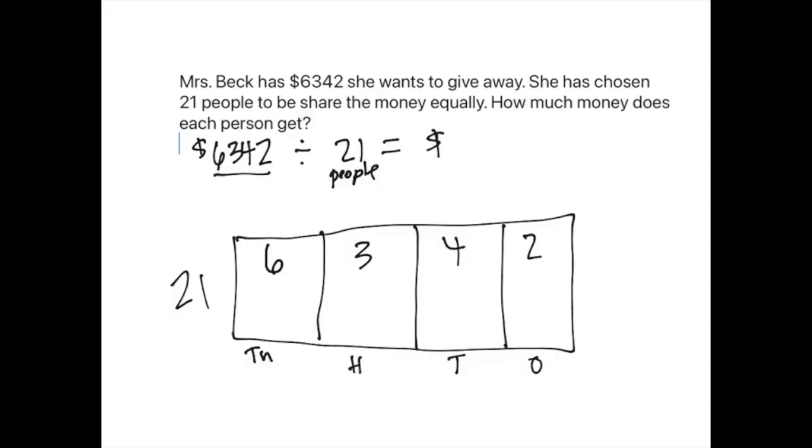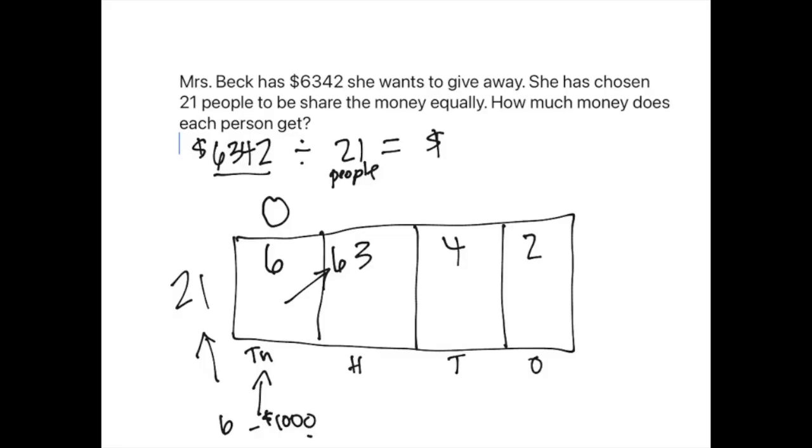So I'm going to ask myself, if Mrs. Beck has 6 $1,000 bills to spread among 21 people, she can't do that because she doesn't have enough bills to split that up. So what she's going to do is she's going to go to the bank and she's going to split up those 6 $1,000 bills, and she's going to make 63 $100 bills, because 21 cannot go into 6 in the thousands place. So we're going to move it to the hundreds, and now she has 63 $100 bills.